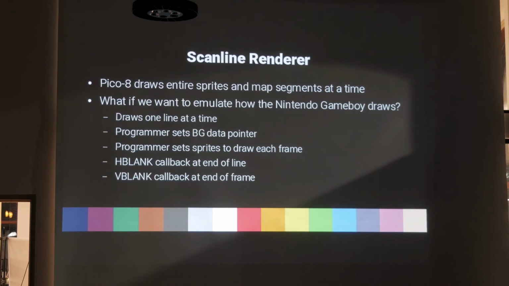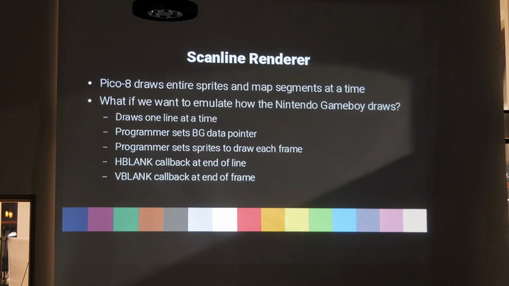But what if we actually want to emulate how the Nintendo Game Boy draws? The way that it draws is called the Scanline Renderer. It's going to draw 1 line at a time. The programmer is going to set what's called a background data pointer, which is pretty much going to tell it where to access the background tiles. It'd be an analog to like the map in PICO-8, right? And the programmer would also set what sprites they wanted to draw and where to draw them.